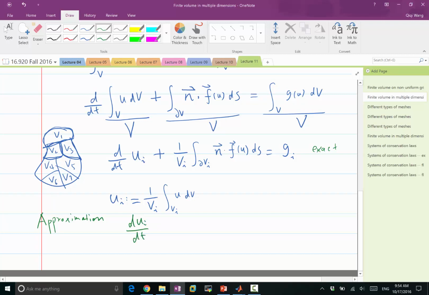We are going to approximate two things. First of all, this integral over the boundary of a cell. We're going to approximate the boundary as piecewise constant. We are going to approximate this f as a piecewise constant function. So for example, let's take V2 as an example. V2 has one part of the boundary interfacing with V1, one part interfacing with V3, one part interfacing with V4, and one part interfacing with V5.